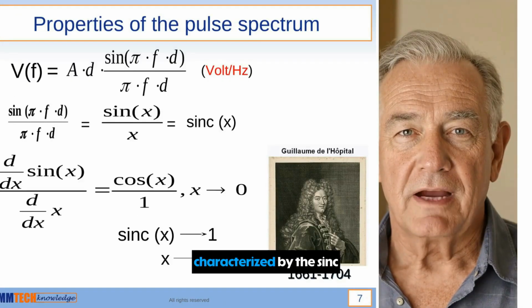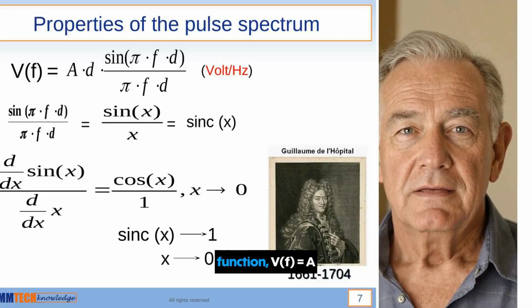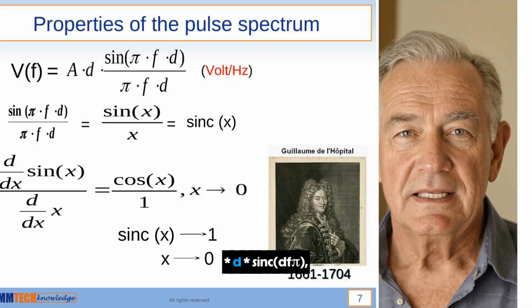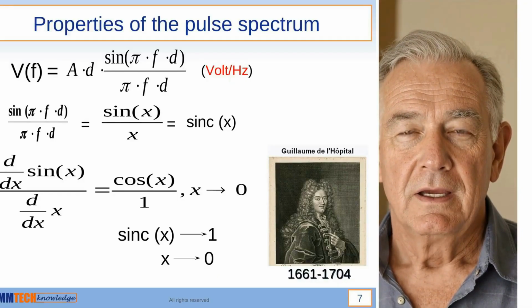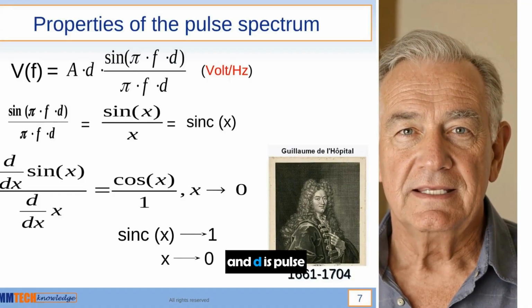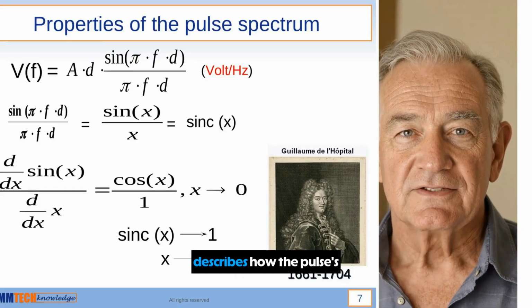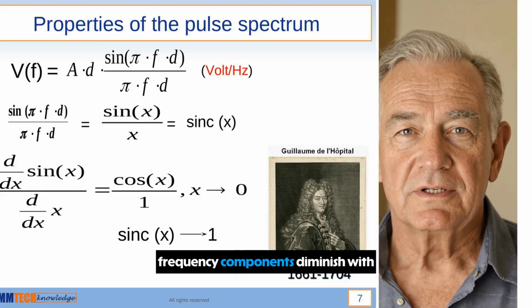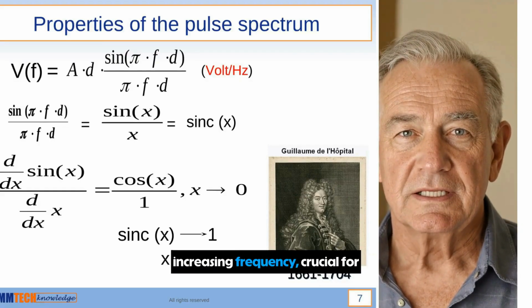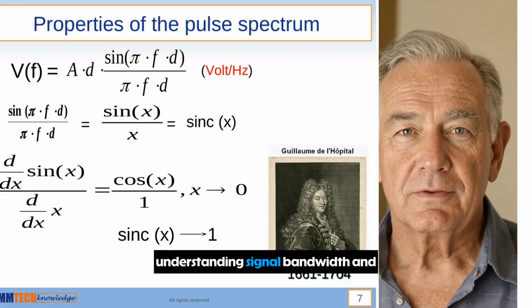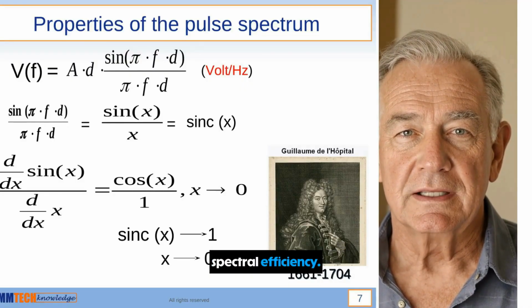The pulse spectrum is characterized by the sinc function: V(f) = A·d·sinc(dπf), where A is amplitude and d is pulse width. The sinc function, sin x / x, describes how the pulse's frequency components diminish with increasing frequency, crucial for understanding signal bandwidth and spectral efficiency.